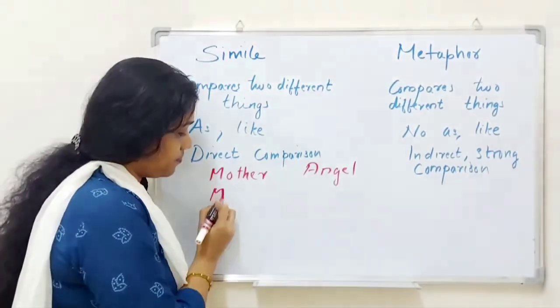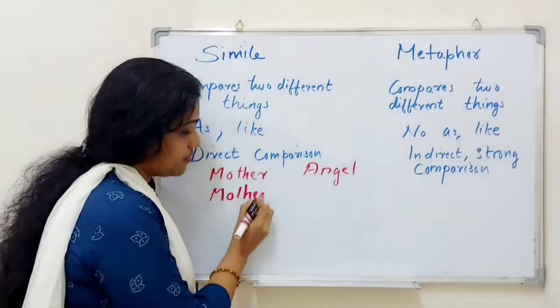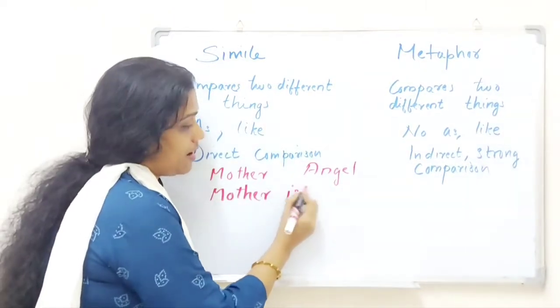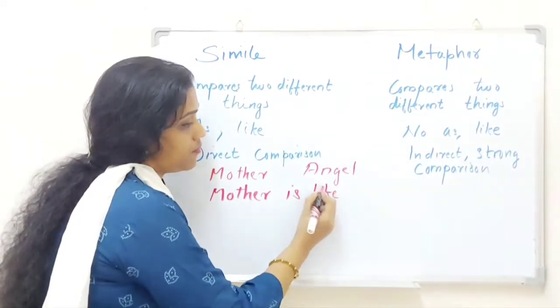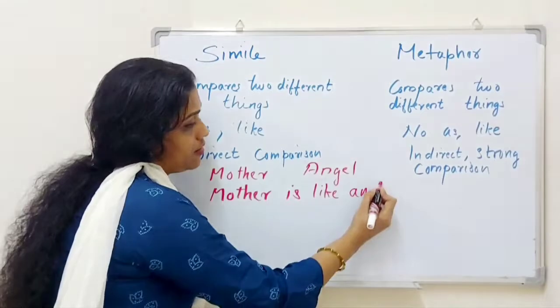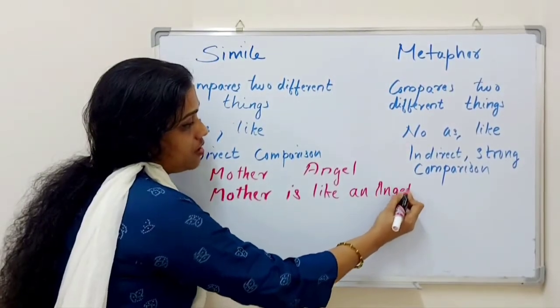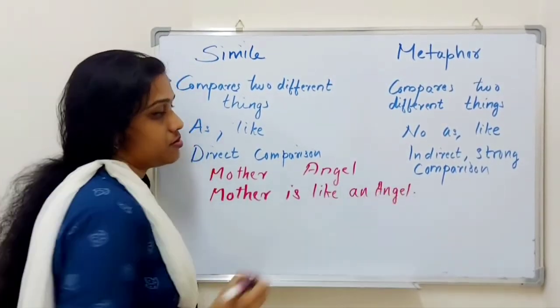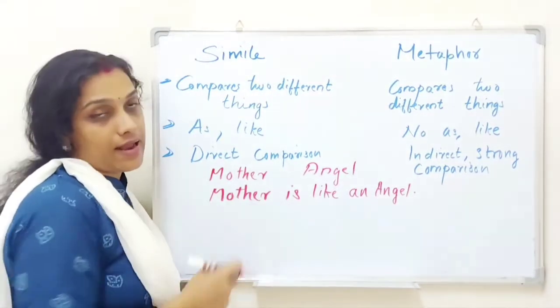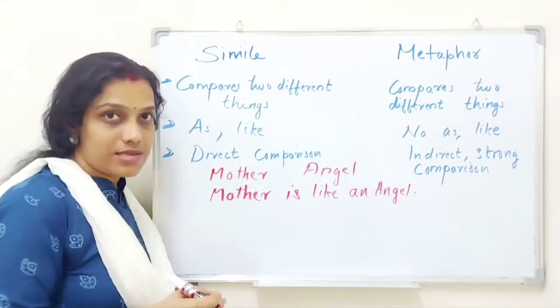So mother is like an angel, right? So here we are using the connecting word like. So this becomes a simile.